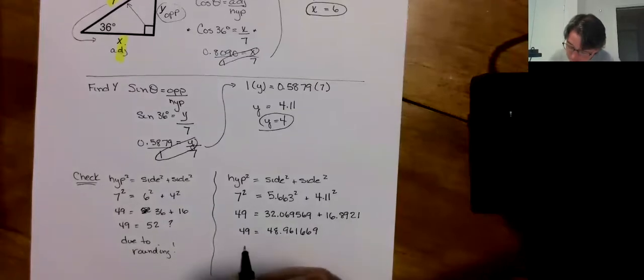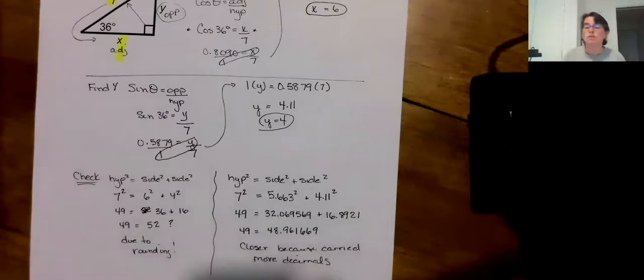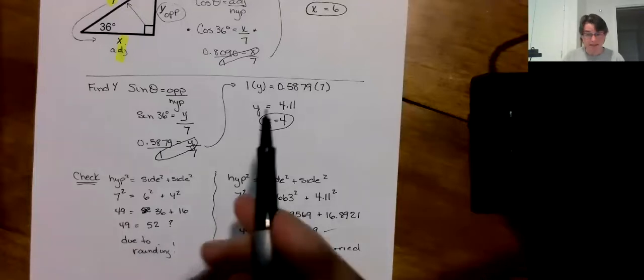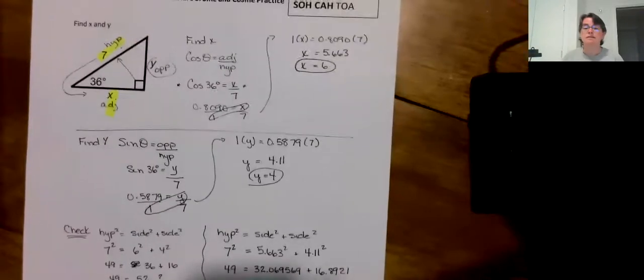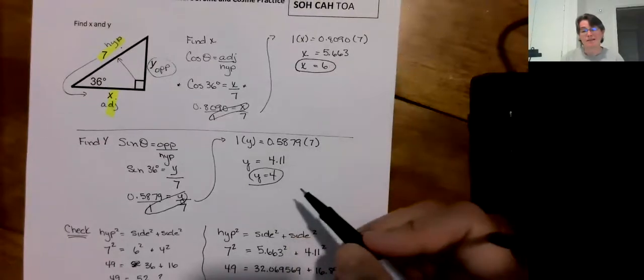Closer because of the decimals. I guess the more decimals you carry, the closer it's going to be. But this is the check. I would look at that and say, did I make a mistake? We didn't. It was just because there was a big jump here with the rounding and a bit of a jump there too.